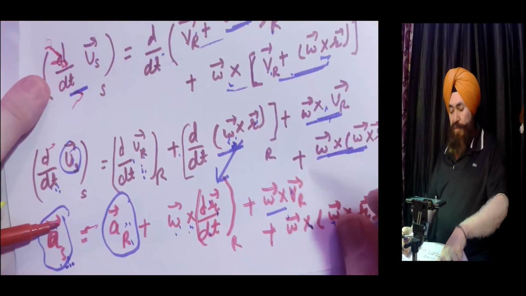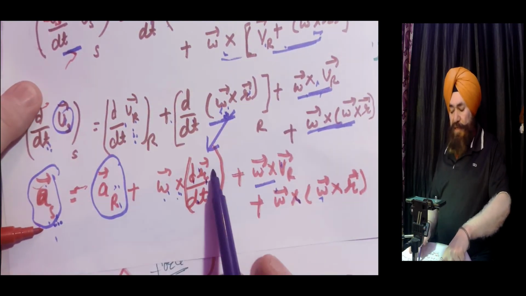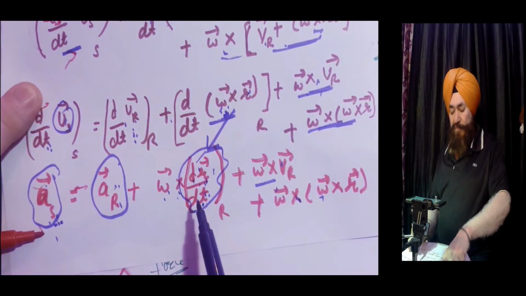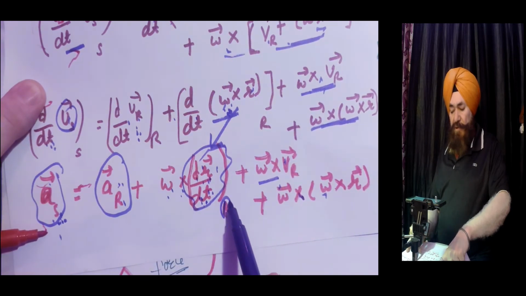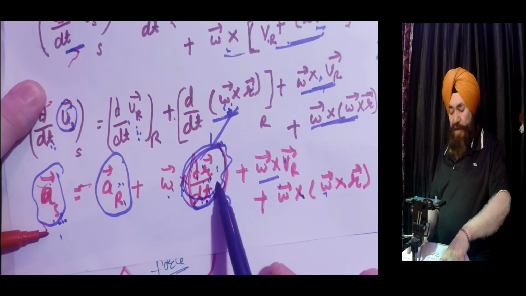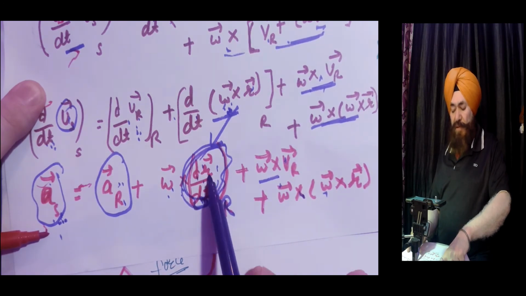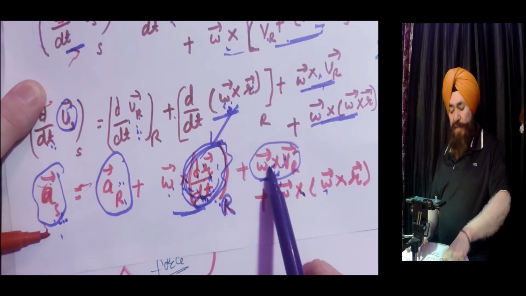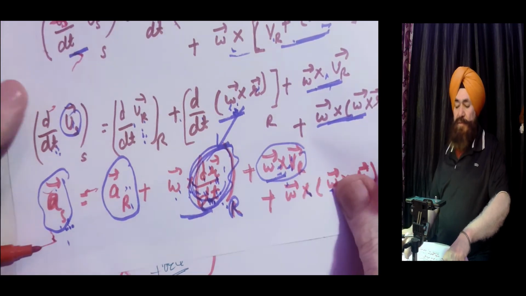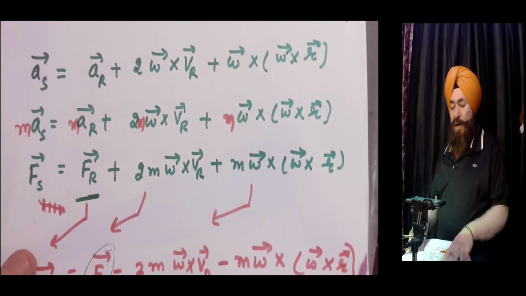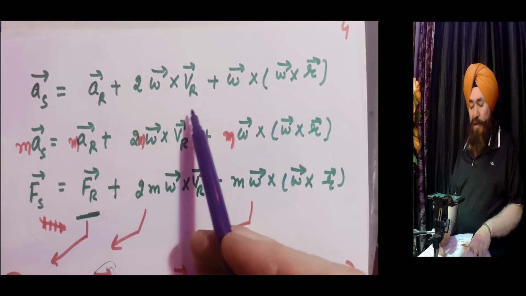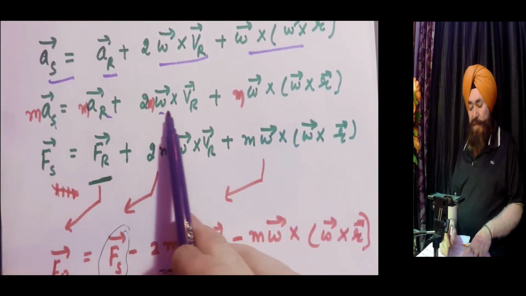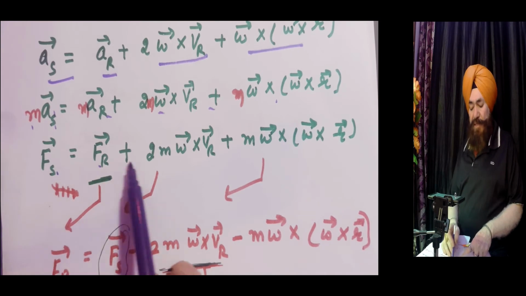Now here, what is dr over dt? This is again in the rotating frame, that is the velocity in the rotating frame. This term and this term are the same. If they are the same, it becomes twice. So now I'm having only three terms: this twice and this. Now multiplying each term by m, mass into acceleration becomes the force.